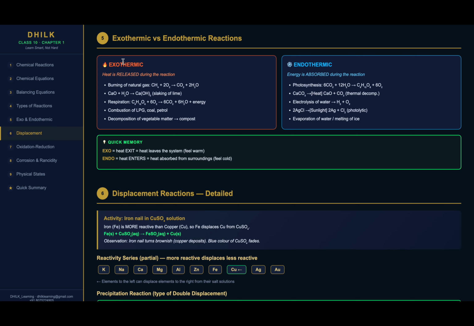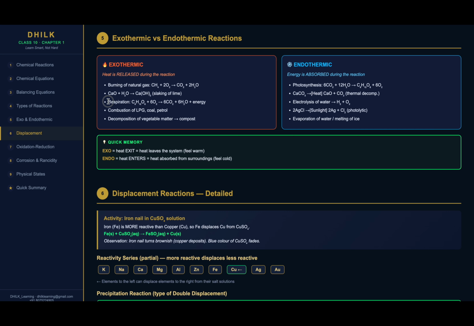Examples of exothermic reactions are the burning of natural gas. During this burning, it releases heat. So methane plus 2O2, CH4 plus 2O2, gives CO2 plus 2H2O. Here it is releasing heat, so this reaction is an exothermic reaction. Another example you can see is quicklime formation. This example we had seen when we learned about combination reactions, formation of slaked lime. Here it is releasing heat, so it is an exothermic reaction.